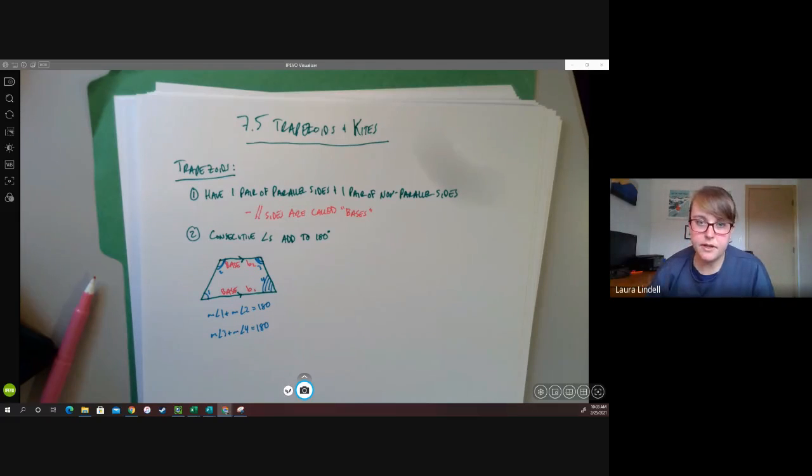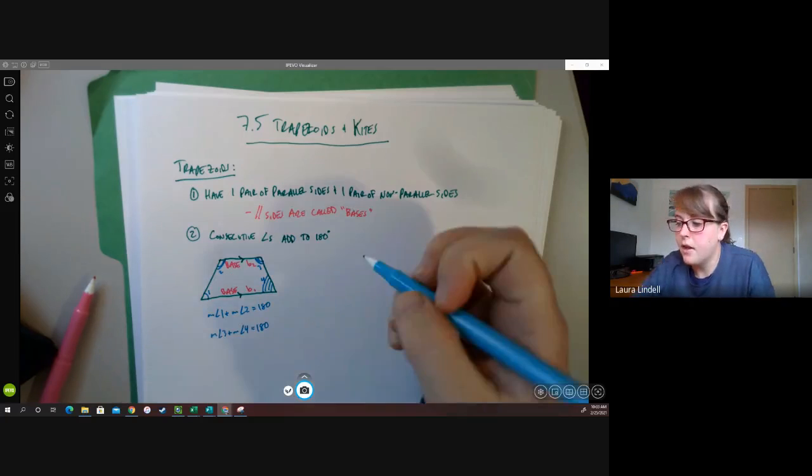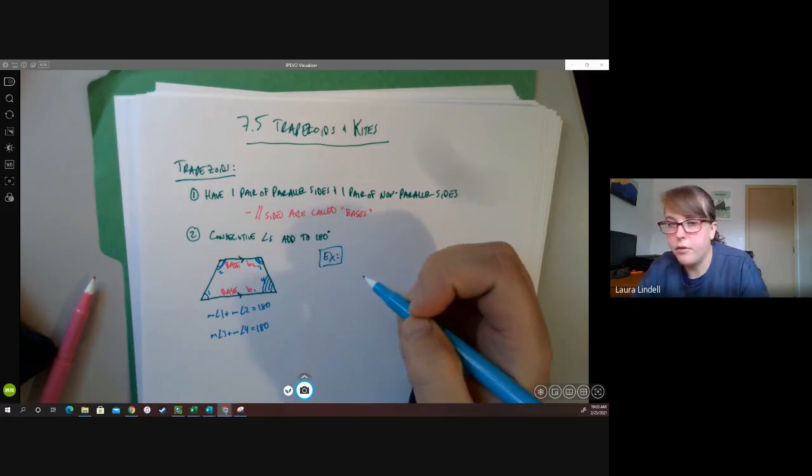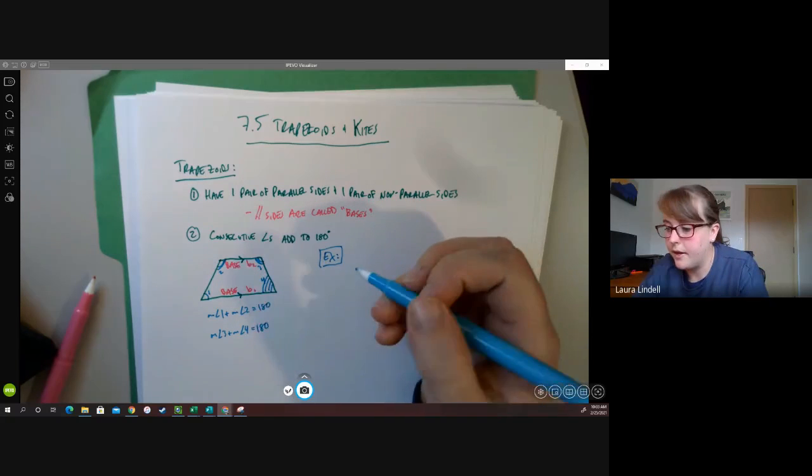So for our first example, it's just going to involve finding missing angles. A lot of what we do with trapezoids is going to involve finding missing angles, although occasionally it will involve sides, and we'll get to that in a moment.